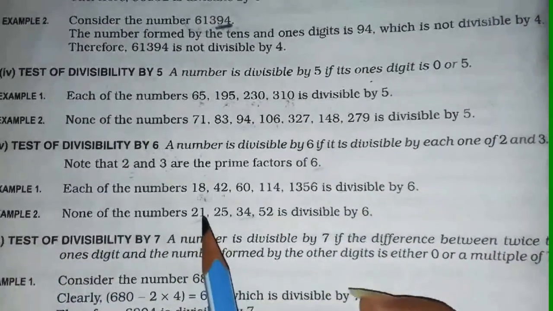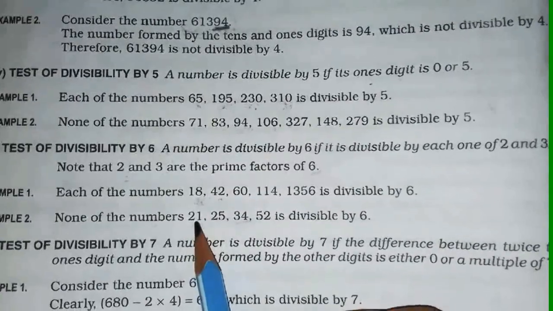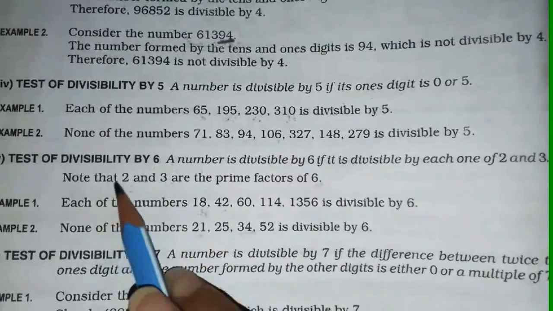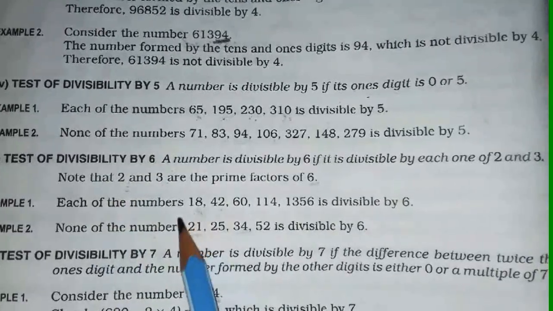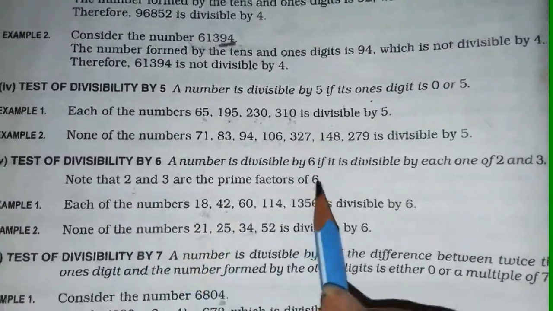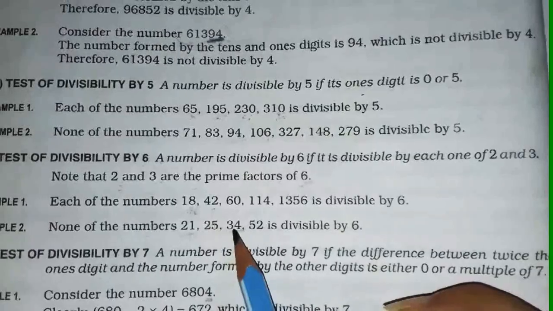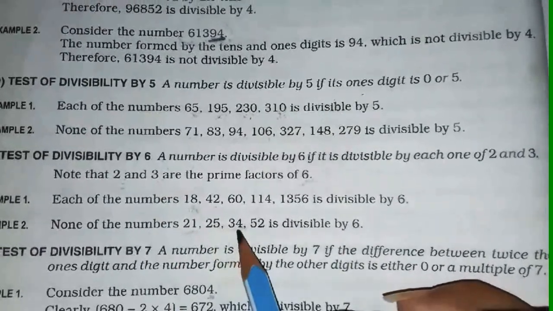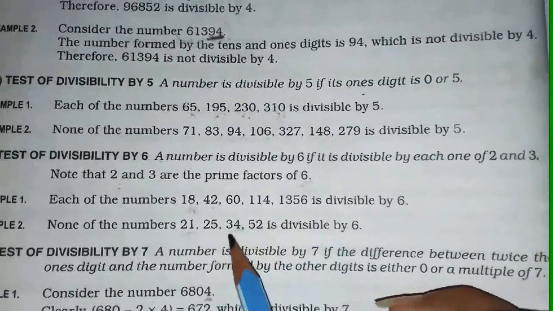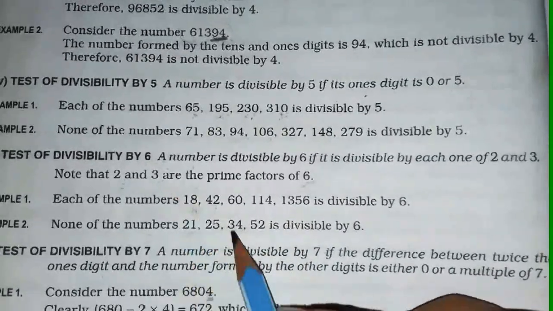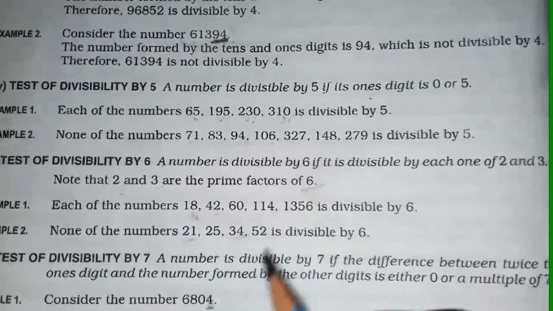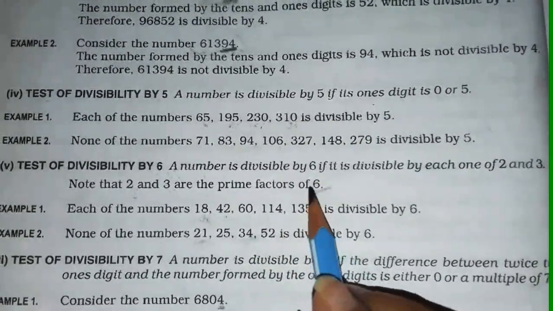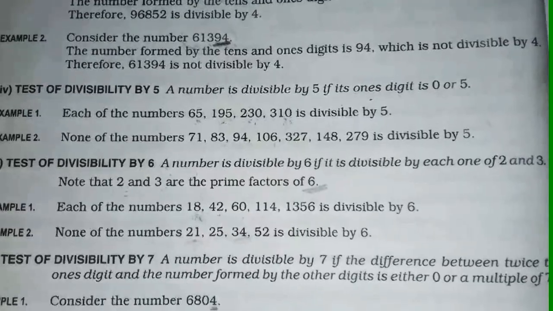In example 2, 21. 21 is divisible by 3, but 21 is not divisible by 2. Therefore, 21 is not divisible by 6. Again, 34 is divisible by 2, but 34 is not divisible by 3. Therefore, 34 is also not divisible by 6.